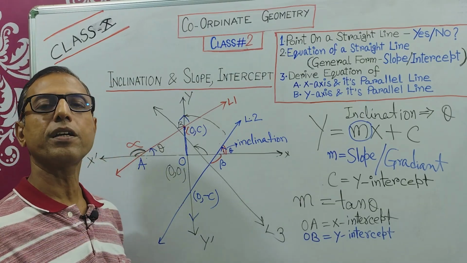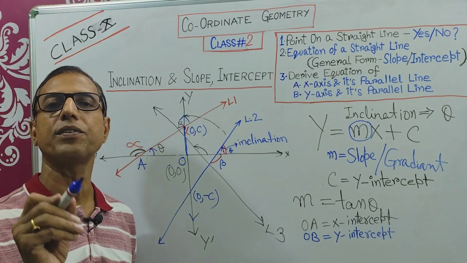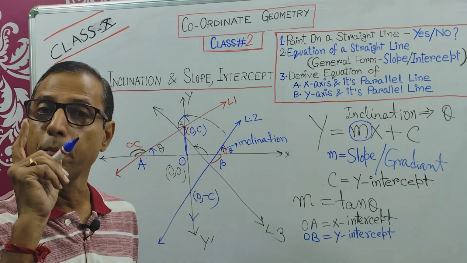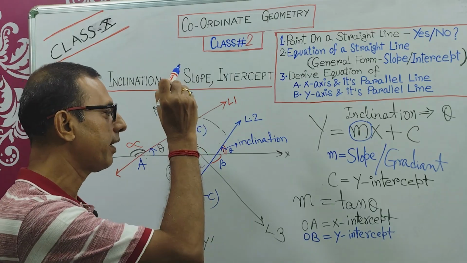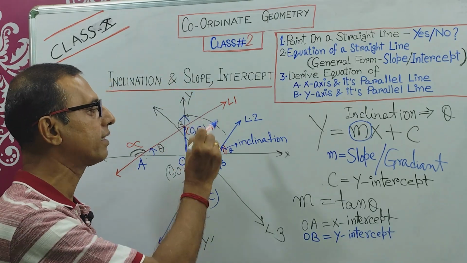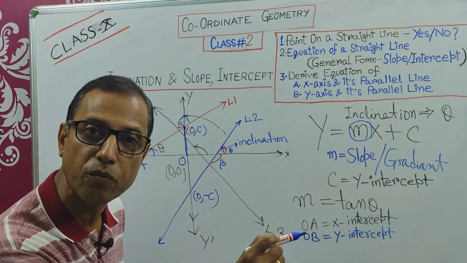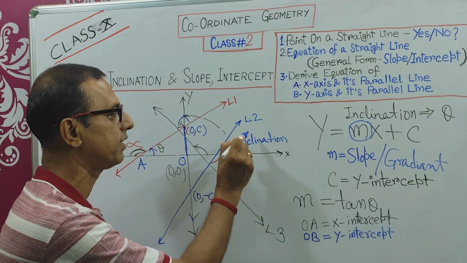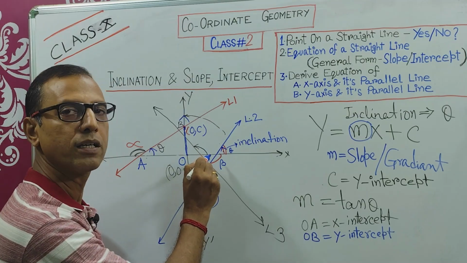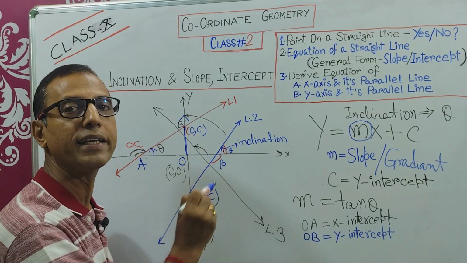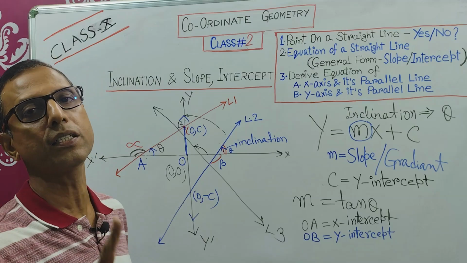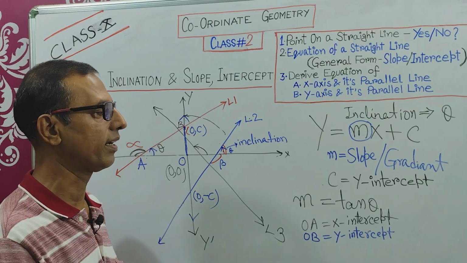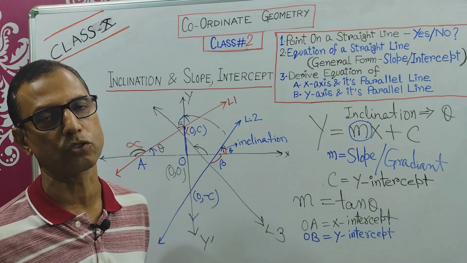So there are 2 points. The inclination is the angle made by the straight line with the positive direction of the x-axis in the anti-clockwise direction. Both of these are the keywords: the angle between the positive direction of the x-axis and the straight line, measured in the anti-clockwise direction. This is very important to understand inclination. If you understand inclination, you can find out the slope easily.